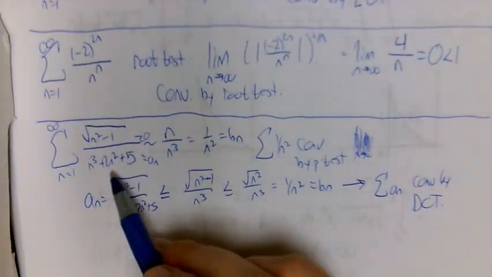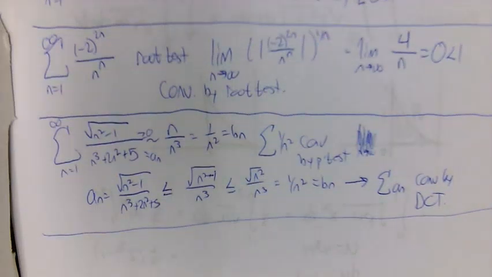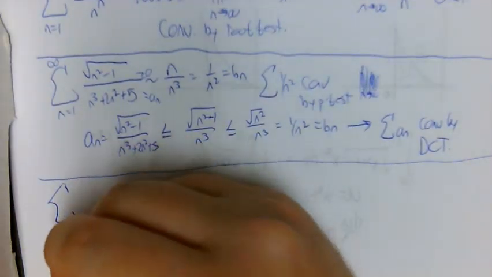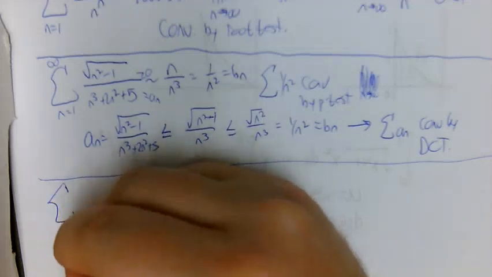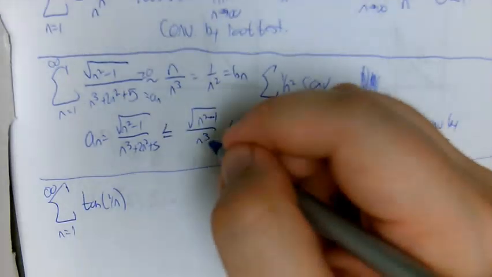There's an opportunity. We saw all the signs kind of line up here, so it was pretty easy to use the direct comparison test. Although limit comparison test would have worked perfectly well for this one. Next, we have something that we definitely need to use the limit comparison test for. We have the sum from 1 to infinity of tangent of 1 over n.